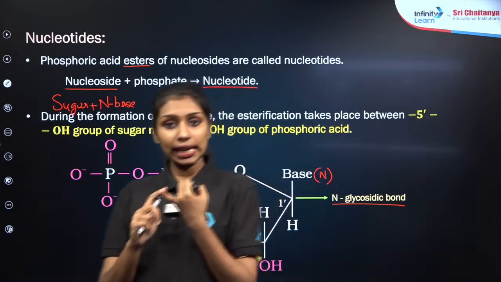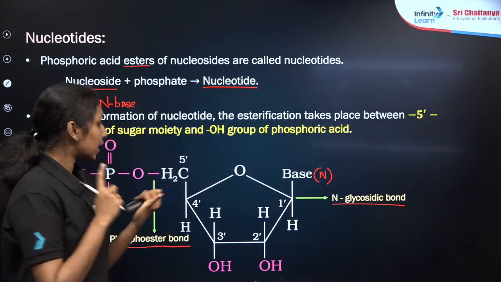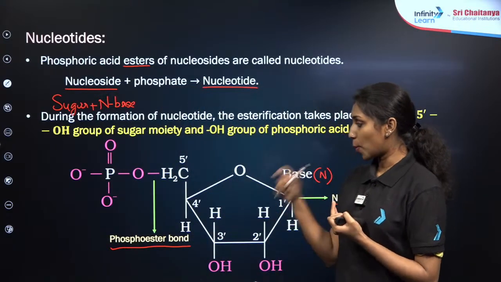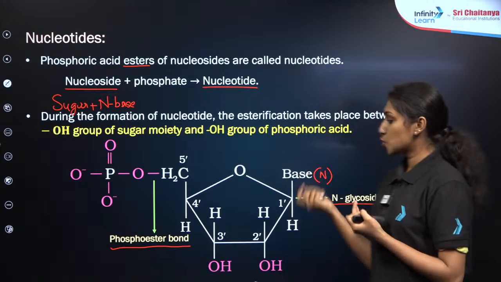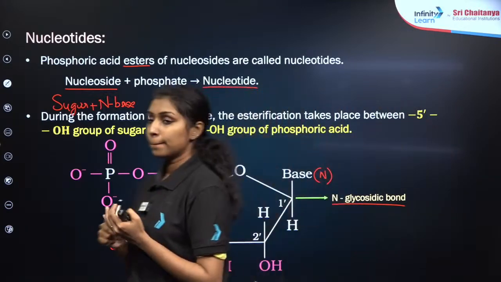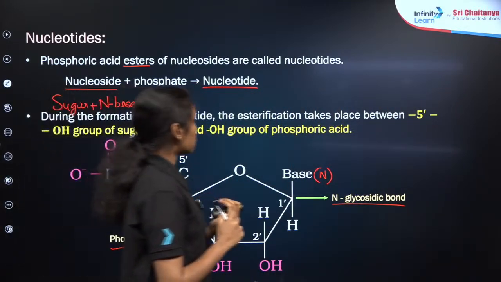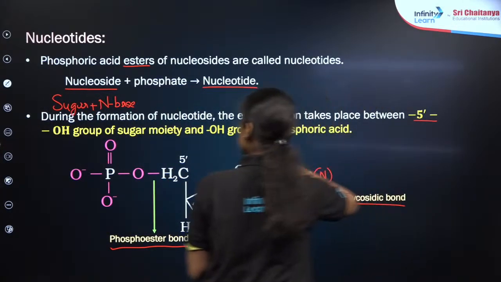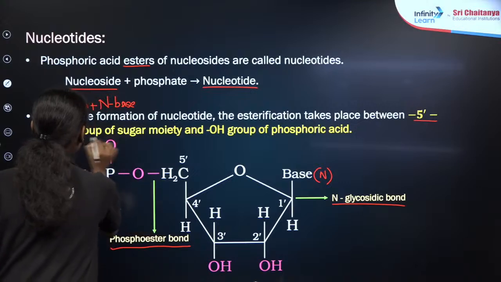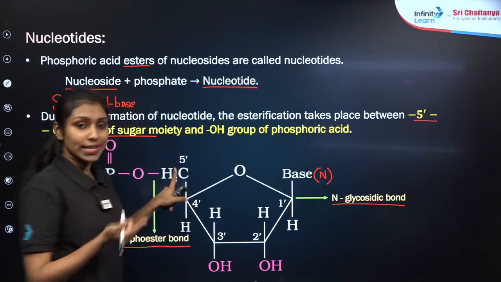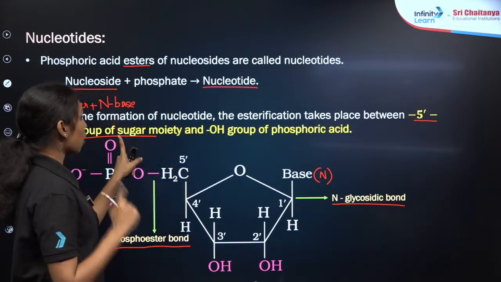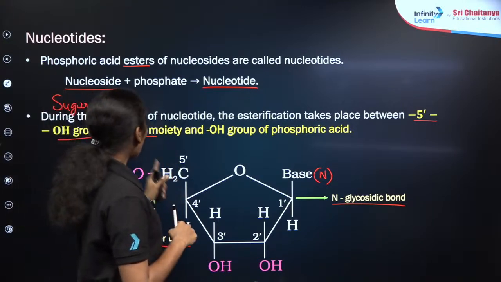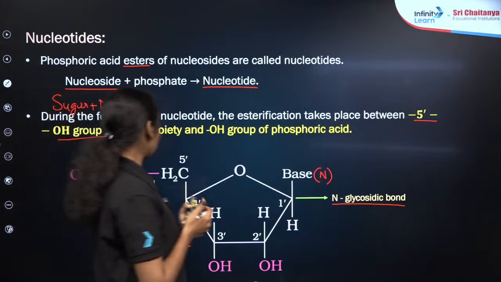So when you are observing the nucleotides, you can see there are two types of linkages present. One is the N-glycosidic linkage, which is formed between the nitrogenous base and the sugar. The next one is the phosphoester bond, which is formed between the phosphate group and the sugar molecule. Then the position of this particular group will be very important, the 5' position of the sugar moiety. This is the fifth carbon having the OH group. So the OH group in the fifth position is combined with the OH group of the phosphoric acid. Clear?